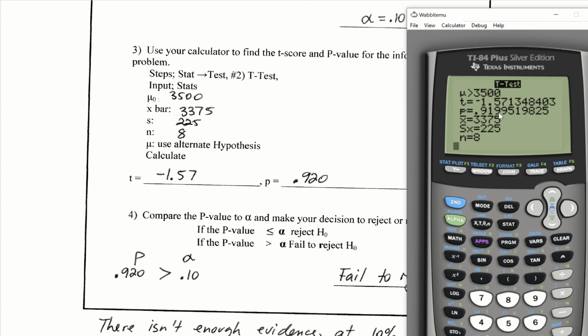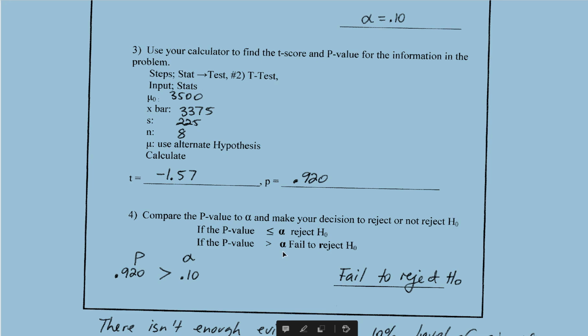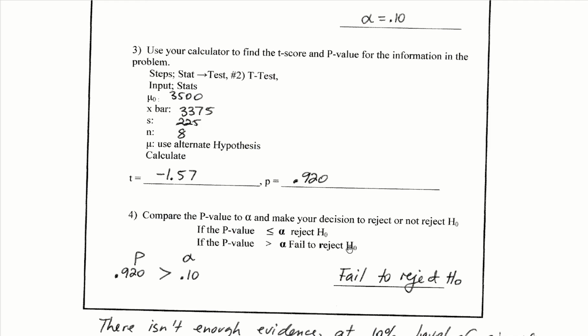Now that we have our p-value in the t-test, we can compare p to alpha. P is 0.920, alpha is 0.10. Because p is greater than alpha, the decision would be to fail to reject the null. So we're going to fail to reject the null for this problem.